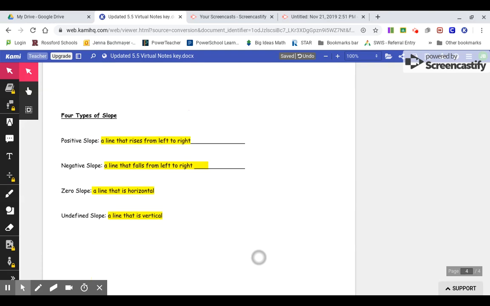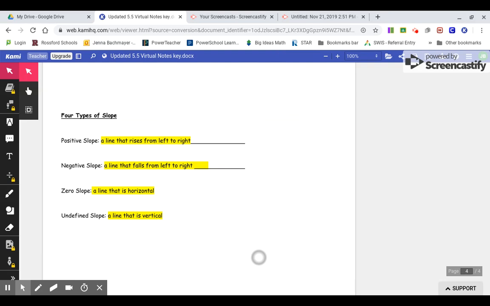For this last part of our notes, there are 4 types of slopes. There's a positive slope, which is a line that rises from left to right, a negative slope that falls from left to right, zero slope, a line that is horizontal, and a line that is vertical for undefined slope.